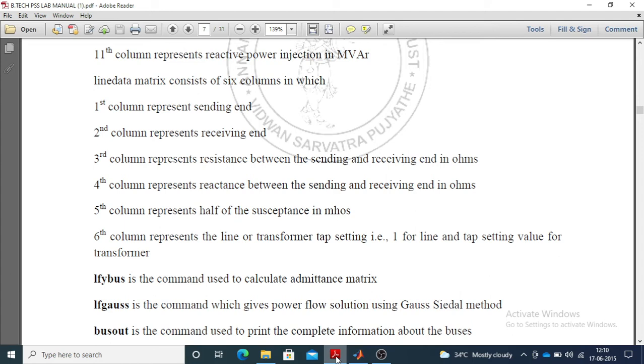If there is a transformer between the sending end and receiving end, then we note down the sixth column as that transformer tap setting value. If there is no transformer, it is treated as a line, and for a line the sixth column value is 1. So these are the two different matrices that are going to be declared by the operator based on the given system data.